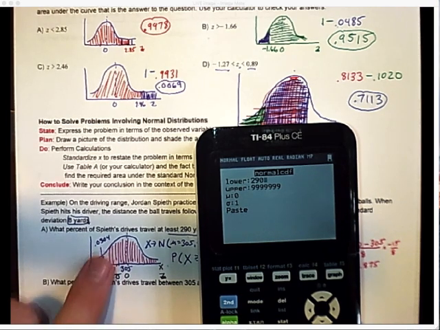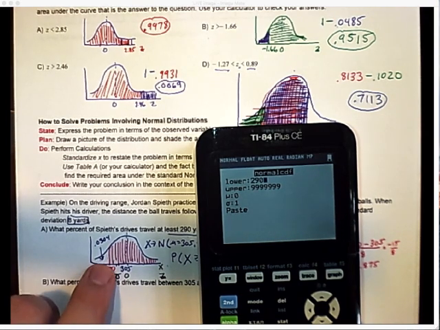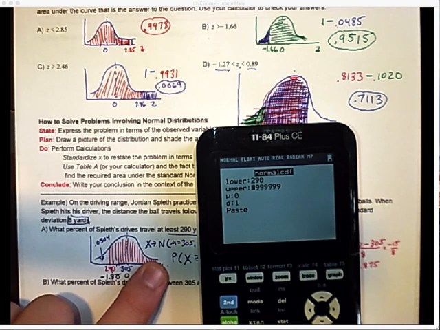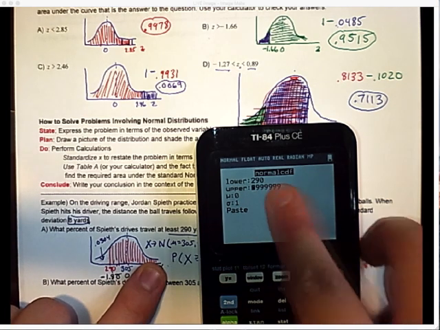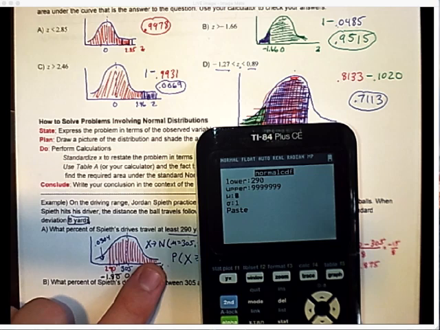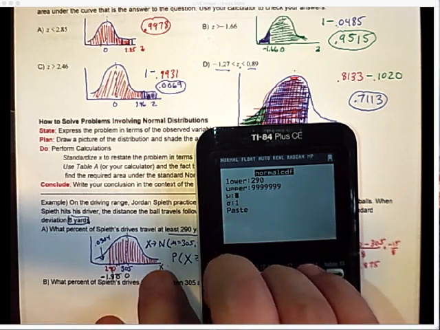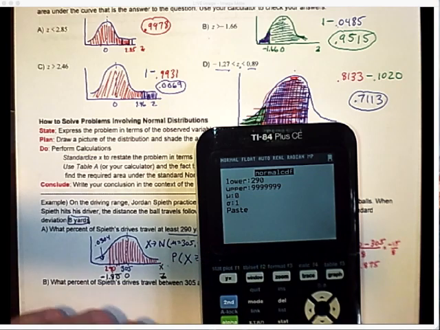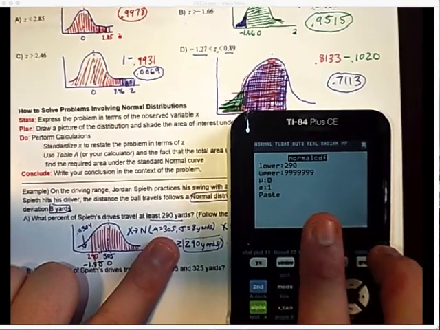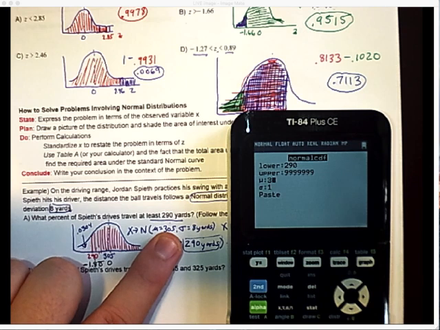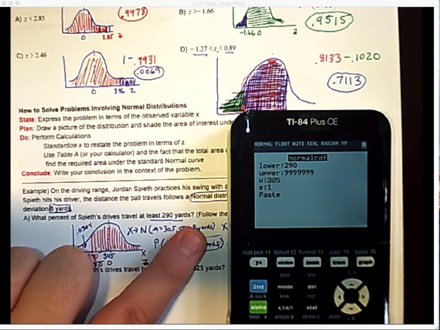So where we start the shading is 290, but we never stop the shading. It keeps going on to infinity. So I leave that as infinity. But instead of 0 and 1 for a standard normal curve, let's just use this particular normal curve. On this particular normal curve, the mean was 305. What was the standard deviation?